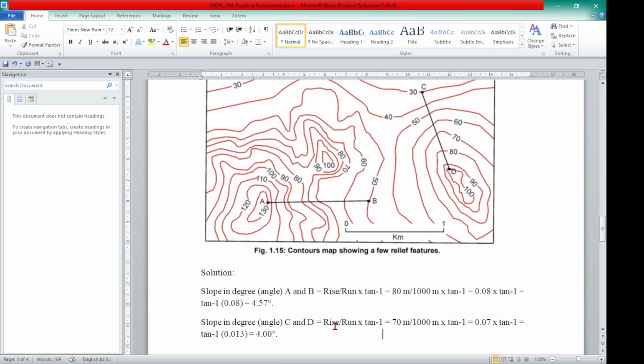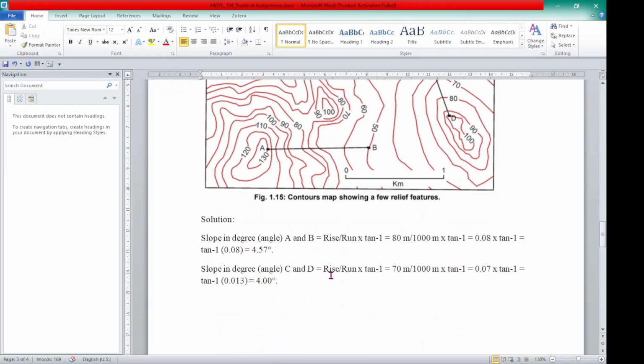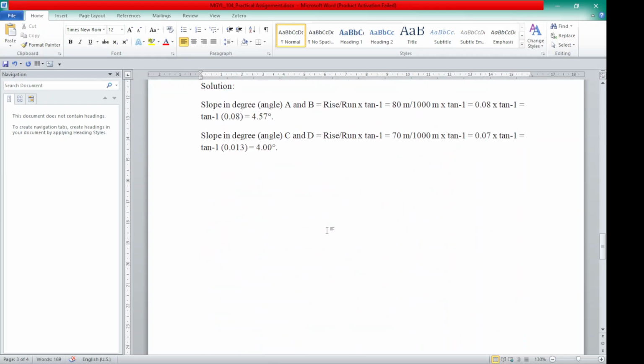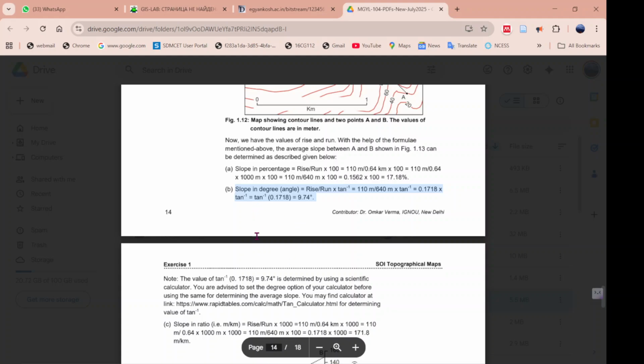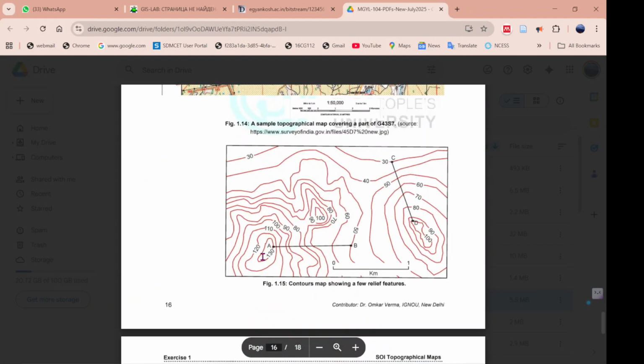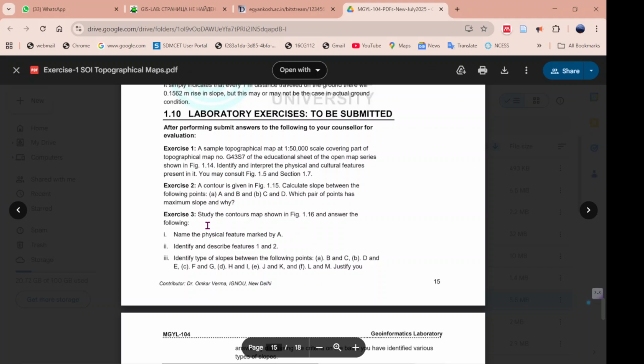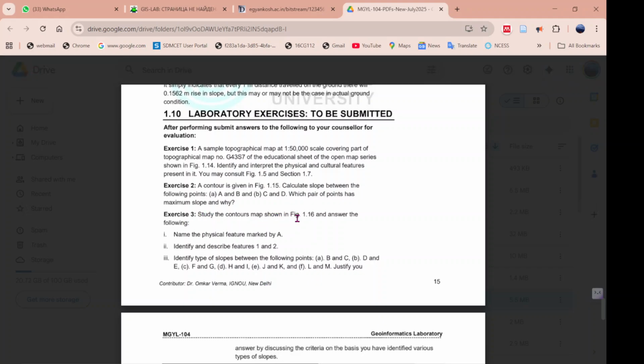So this is the solution for the second exercise, and let us go ahead with the next one, that is exercise 3. Exercise 3 is: study the contour map shown in figure 1.16 and answer the following questions. So let us first copy this.